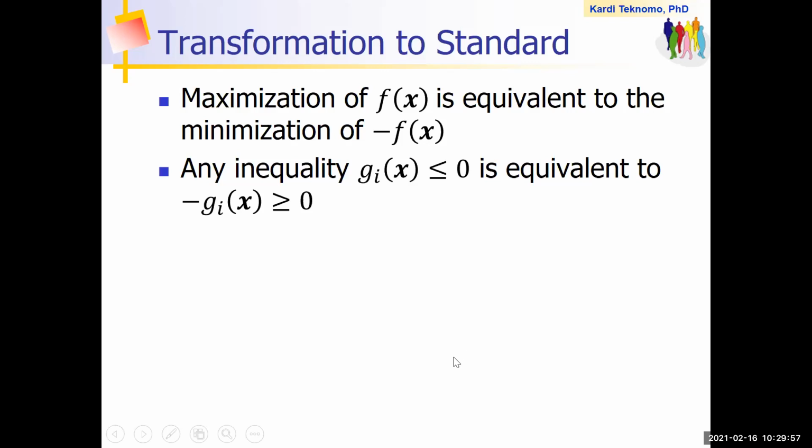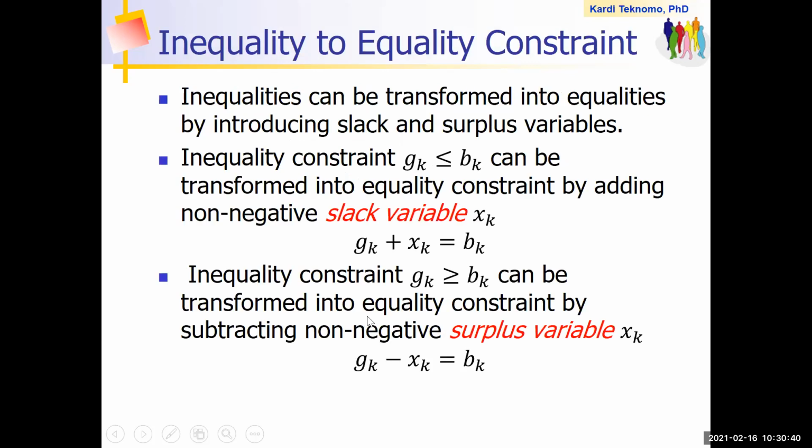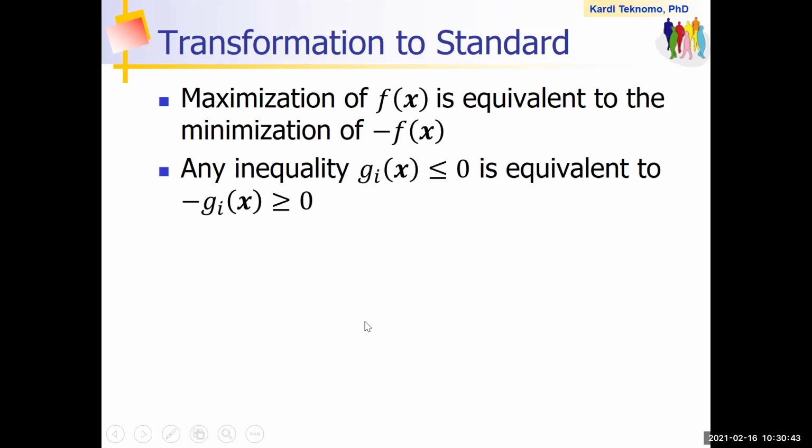Actually, it is rather simple. When you say I want to minimize, that means the maximization of f(x) is actually equal to the minimization of minus f(x). The same thing, any inequality that g_i(x) is less than 0 is equivalent to minus g_i larger than 0. Simply by taking the negative value, you can do the transformation. Until here, any question? No question, sir.